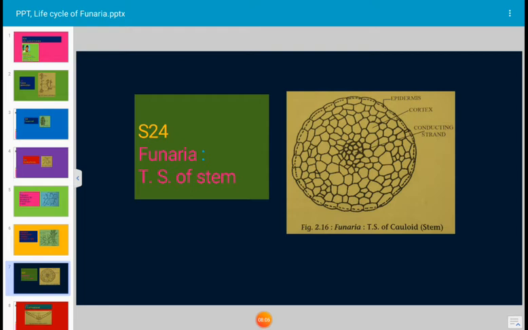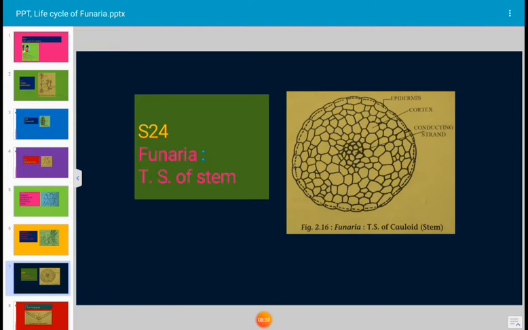It is the outermost covering, which is made up of one layer of cells. Cells are compactly arranged. The cells are thick-walled and chloroplast is present in the epidermis of the stem. But the epidermal cells of a young plant are thin-walled and they possess lots of chloroplast, and its function is protection. Let us see the second layer. A photograph is given here: transverse section of the cauloid or stem of Funaria.